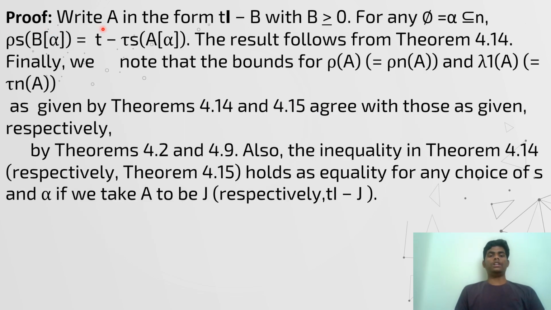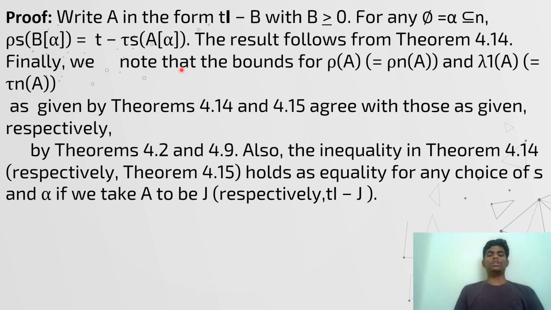Proof. Write A in the form tI minus B with B greater than or equal to 0, for any α subset of n. Then B[α] equals tI minus A[α]. The result follows from Theorem 4.14.